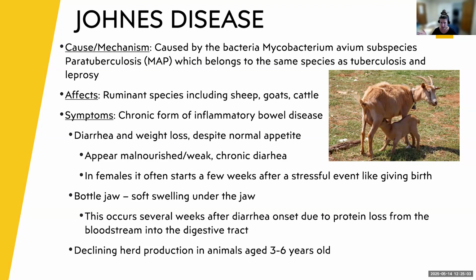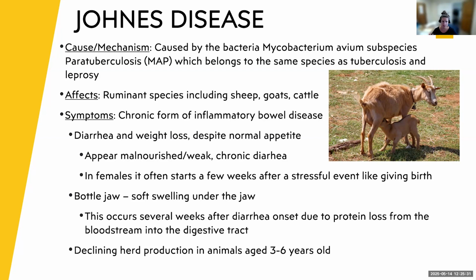So what does that look like, right? Usually that will start out as diarrhea and weight loss despite having a normal appetite. They still will be eating with the rest of your herd or your flock. However, they just can't keep any weight on, and they have diarrhea that even after being treated will persist. So very persistent, chronic diarrhea. In females, it can sometimes start after a stressful event like giving birth.